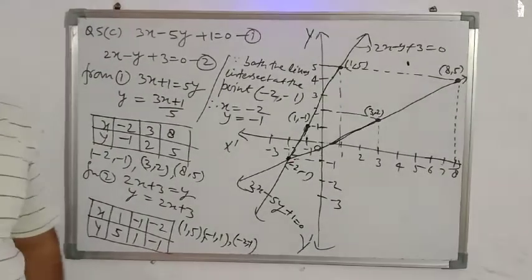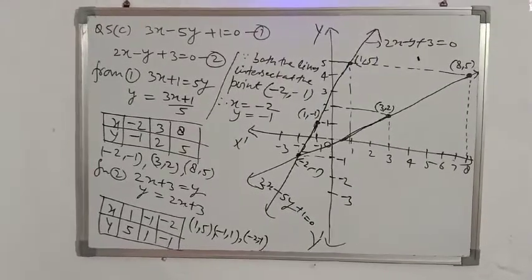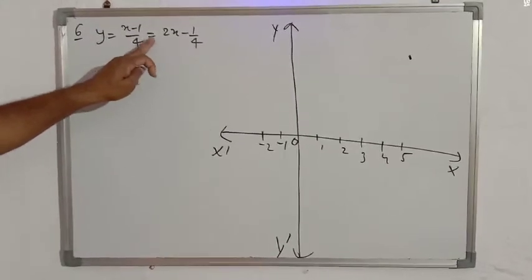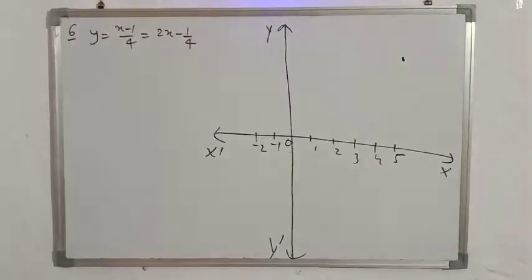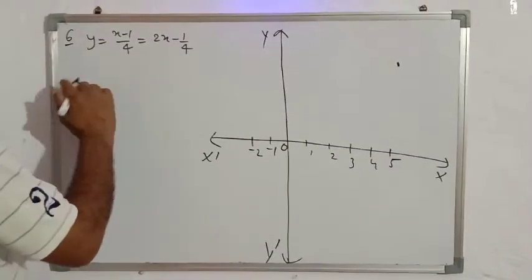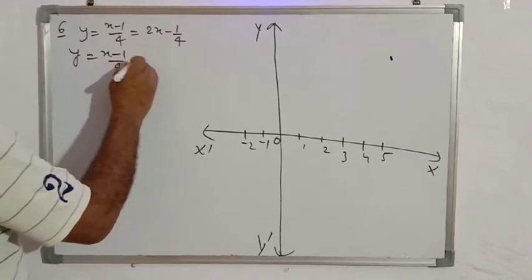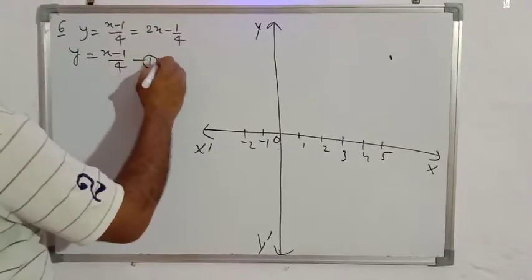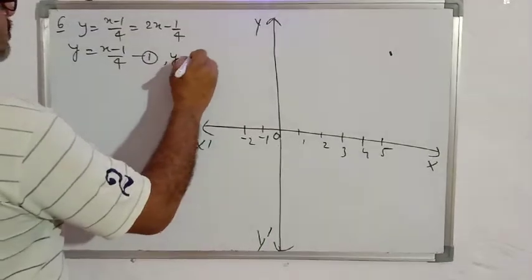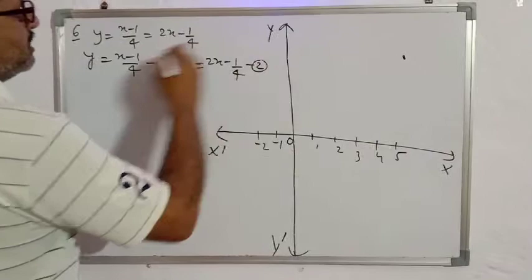I will take the last question, question number 6. It is given y is equal to (x minus 1) by 4 is equal to (2x minus 1) by 4. So we can make it into two equations. Y is equal to (x minus 1) by 4, it is equation number 1. And second, y is equal to (2x minus 1) by 4, it is the second equation.